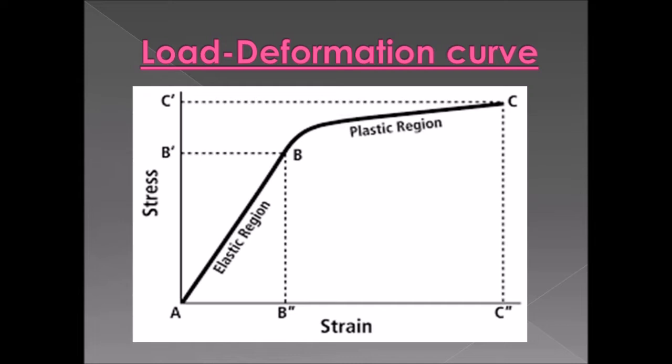So if any load is applied in the plastic region, recovery of the original structure could probably only occur through the synthesis and reorganization of new tissue components. Okay, so let's take an example of ligament sprain.